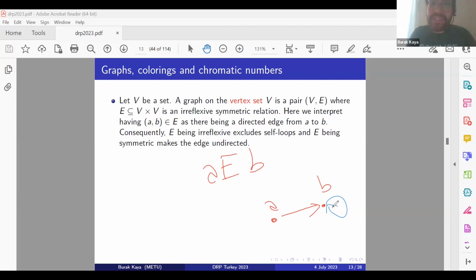And when you make it symmetric, there are directed edges in both directions. If you have directions in both ways, you may as well think of this as an undirected edge. So making this relation symmetric makes it undirected, okay? So this is like a graph, and the adjacency relation is encoded in this relation, okay?